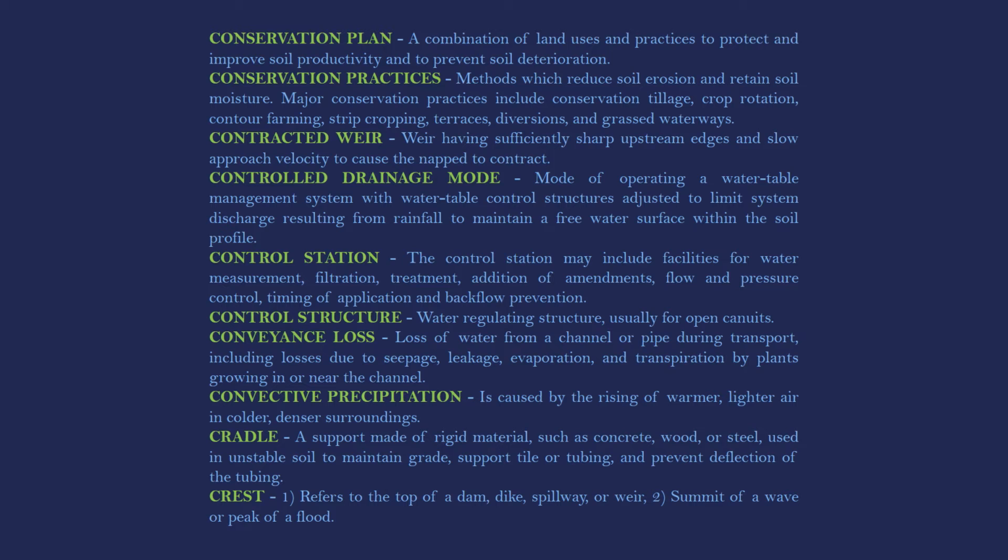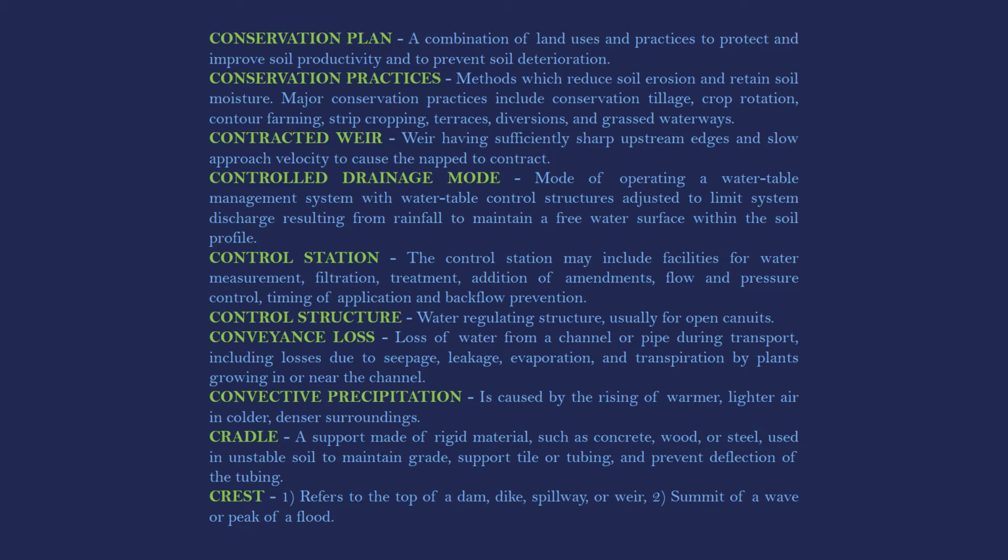Convective precipitation is caused by the rising of warmer, lighter air in colder, denser surroundings. Cradle: a support made of rigid material, such as concrete, wood, or steel, used in unstable soil to maintain grade, support tile or tubing, and prevent deflection of the tubing.